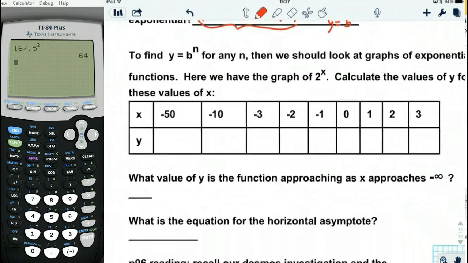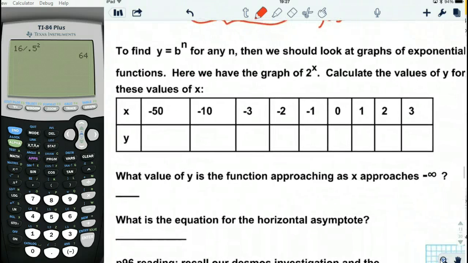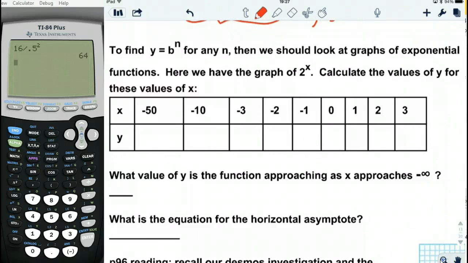Okay, to find y equals b to the n for any n, we should look at graphs of exponential functions. Since a graph is continuous, it'll give us solutions for pretty much any x. So let's look at the case of 2 to the x, and we're going to calculate values of y for these values of x. Some of these we can do by hand, right?